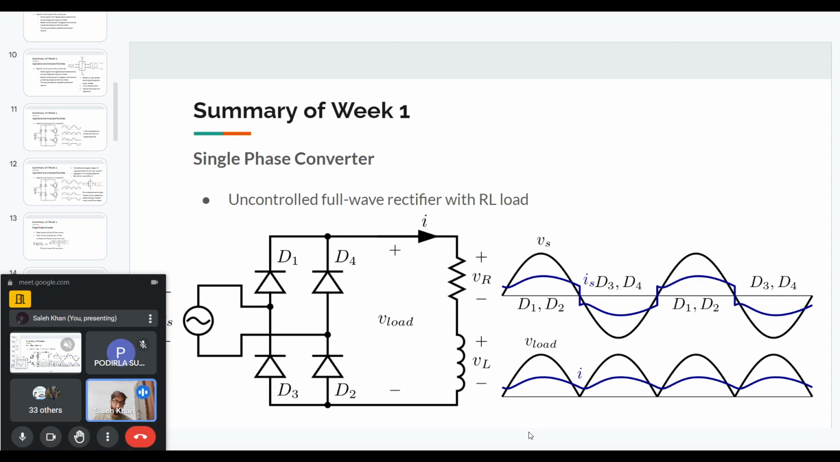So that means that the uncontrolled full wave rectifier has a very bad THD. So we will need to do something to improve this THD, and that you will study in the controlled rectifiers or some other IGBT or MOSFET based DC to AC converters.